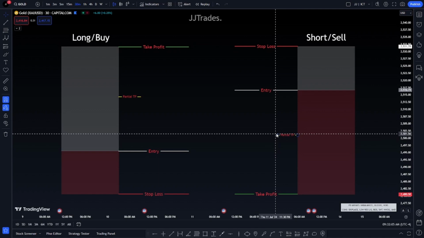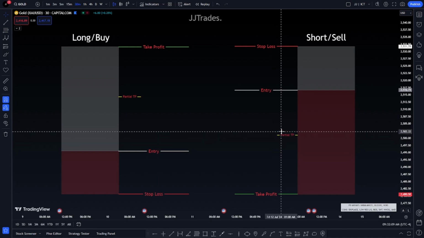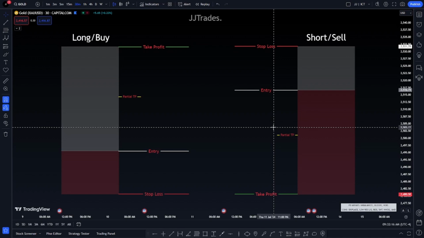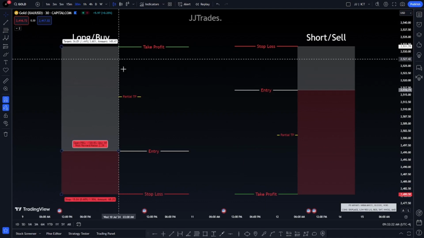And this can be with anything. You can use a partial to close 50%. You can use a partial to close 75% of your position. You can use a partial to close even 25% or even 1% of your position. It doesn't matter. It's a partial because you are closing part of your entire position. Got it? And same thing with a buy position.